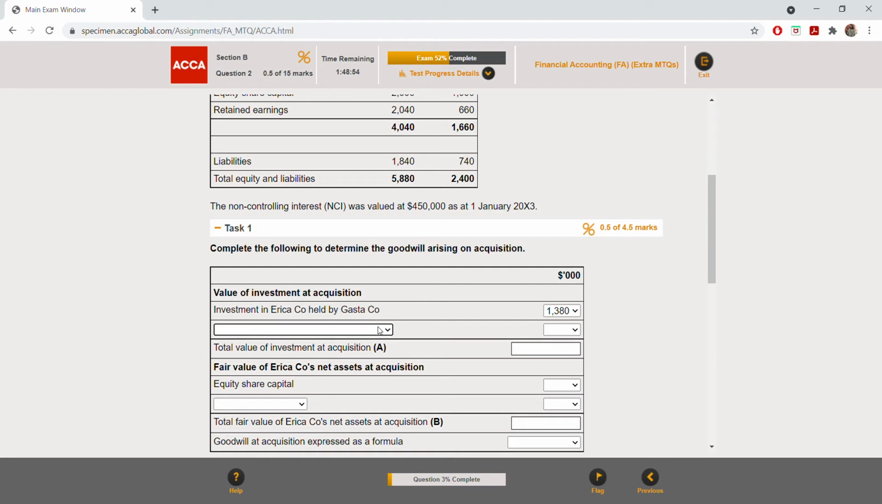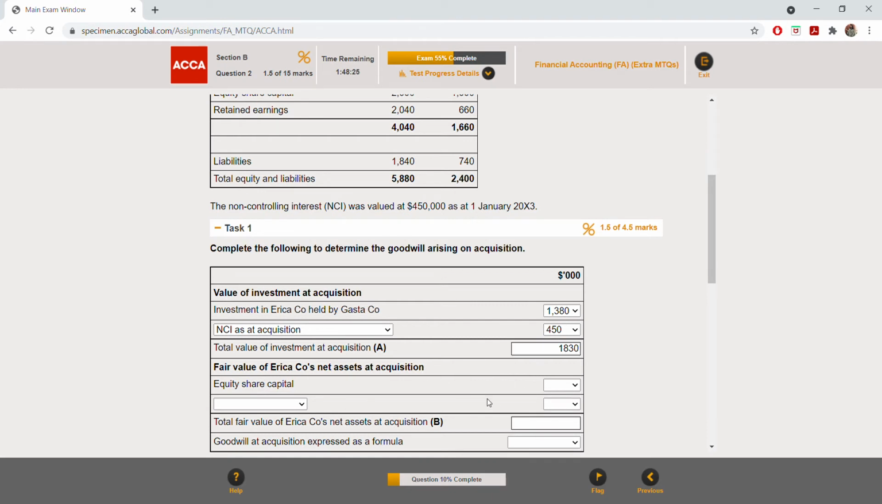And after that, that is like your purchase consideration. With that, you are adding the NCI at acquisition. We add NCI. This is a fixed format. What is the NCI? 450,000, so 450. Here they have given you NCI. Next, total value of investment and NCI at acquisition, A, is how much? 1830.